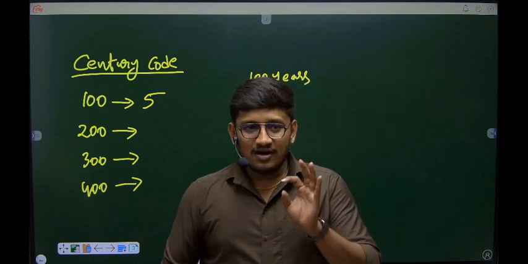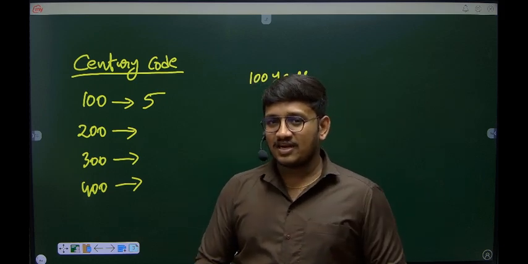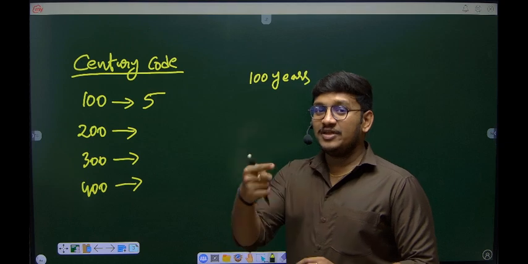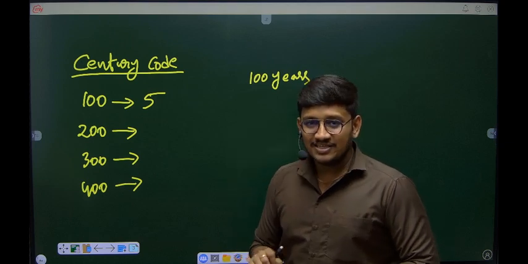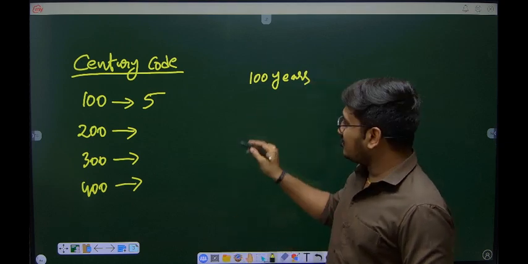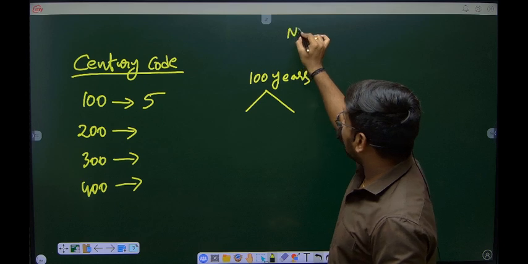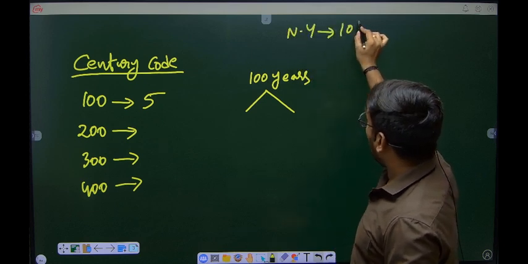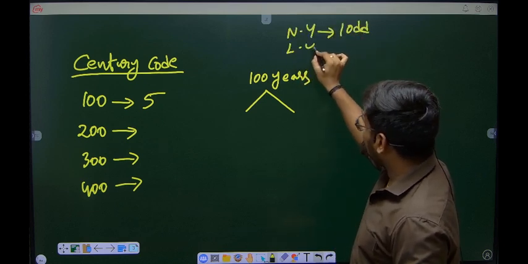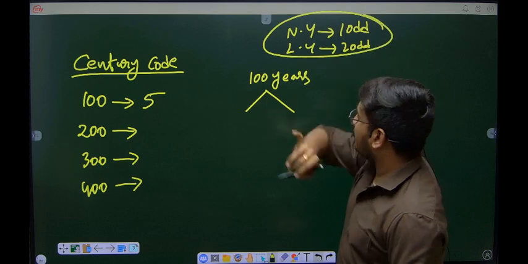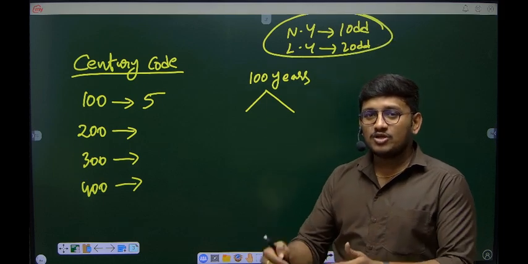Okay, normal leap year starts from the 4th year. Century leap year starts from the 400th year, right? So, if you consider 100 years, I'm writing here: for a normal year we have 1 odd day, for a leap year we have 2 odd days. These are points that we should remember.